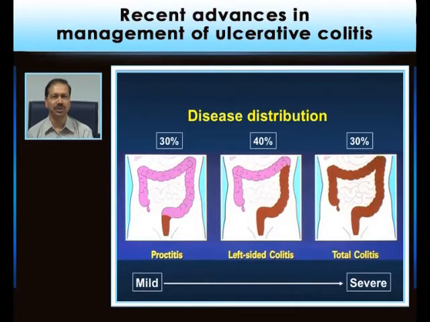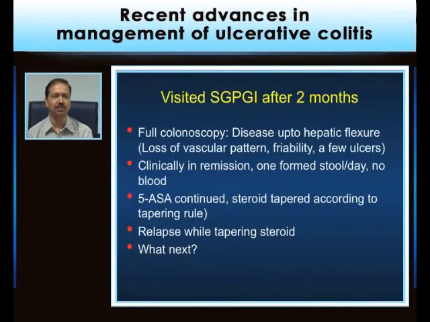At this stage, she visited SGPGI after 2 months. We did a full colonoscopy and we found that disease extended up to hepatic flexure with loss of vascular pattern, friability and a few ulcers. She was clinically in remission with one formed stool per day and no blood. 5-ASA was continued. Steroid tapered according to the tapering rule.